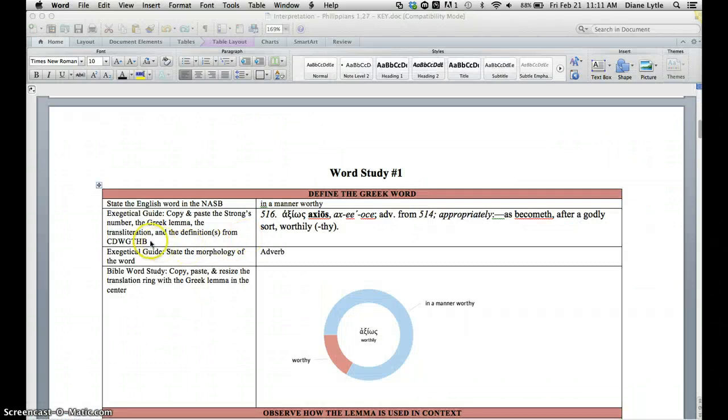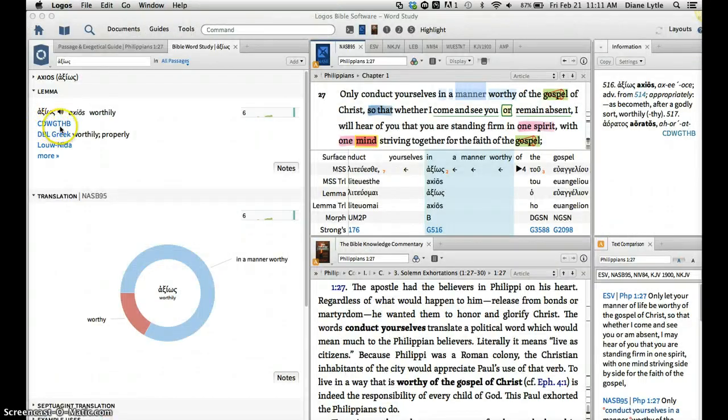Secondly, I want you to copy the translation and the definition from the Concise Dictionary. I'm going to go back over to Logos and show you that. This is the Concise Dictionary. When you click on this, you're going to notice that the Concise Dictionary definition is going to open up over here on the right-hand side in the information block. This is what you need to copy.